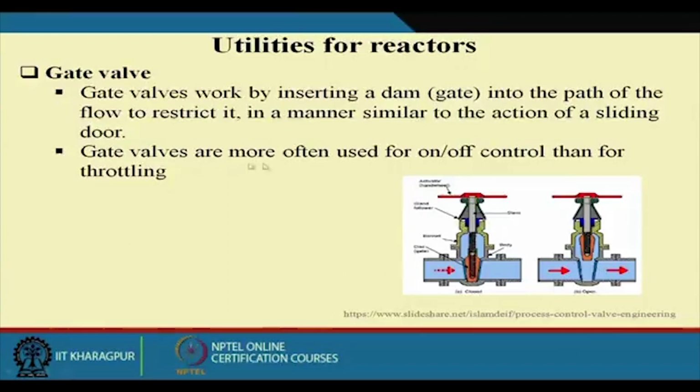Gate valves are more often used for on and off control than throttling. This cannot be used for throttling. This is just on and off. It automatically goes out like this. There should not be any friction that takes place here.